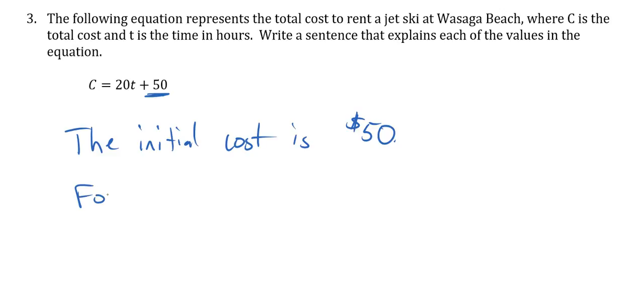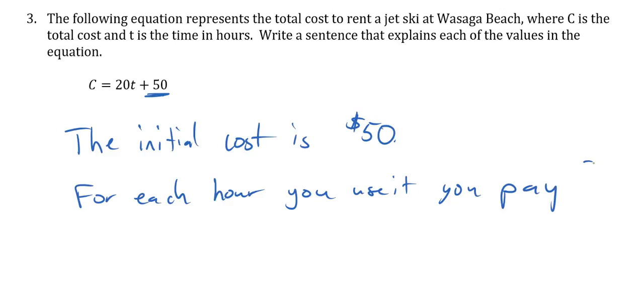Very nice. For each hour you use it, you pay $20. So you might have said that sentence slightly differently, but you want to make sure you're saying the same kind of thing. It's $20 per hour or $20 for each hour, something along those lines.